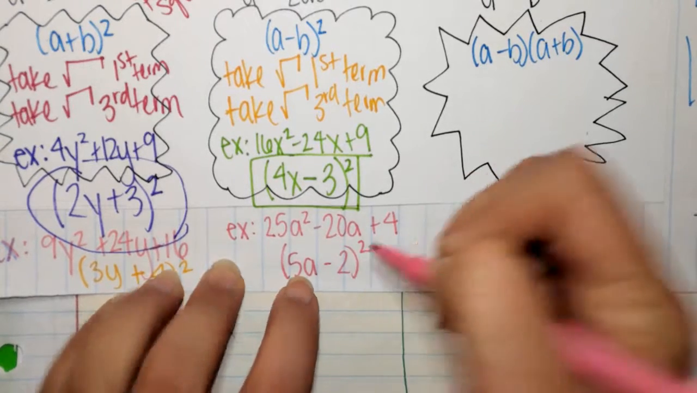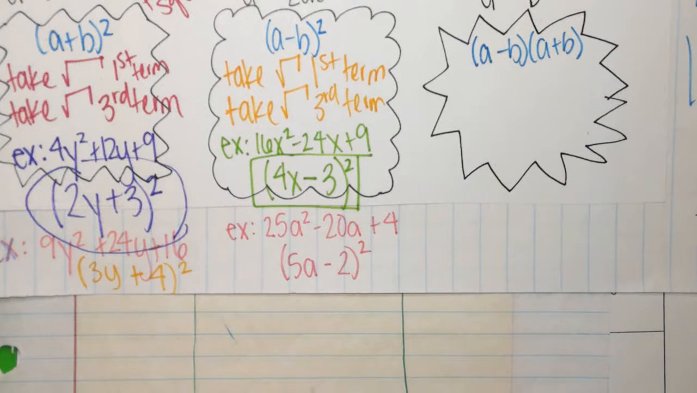Did you get 5a minus 2 quantity squared? Yes. Yay! Alright, are you ready for the last one?